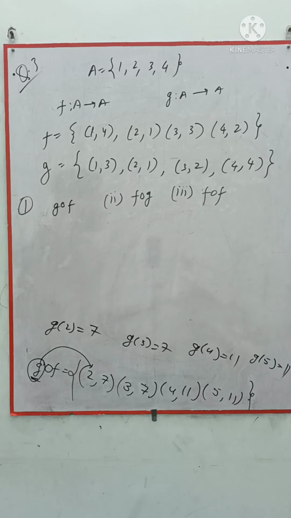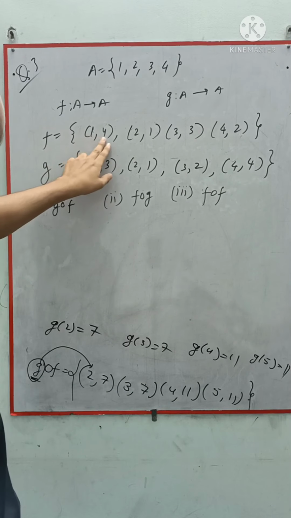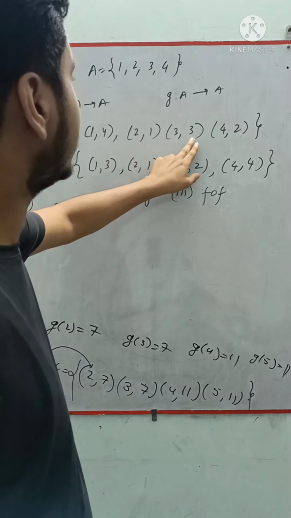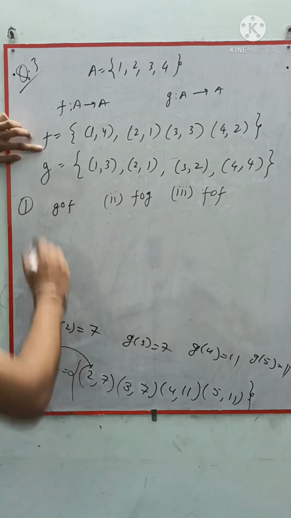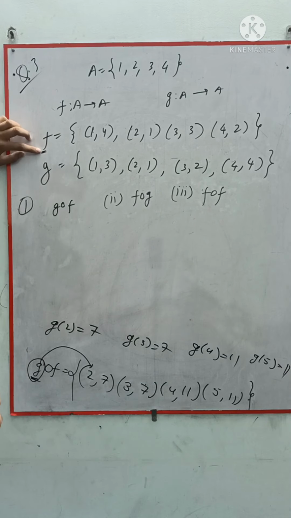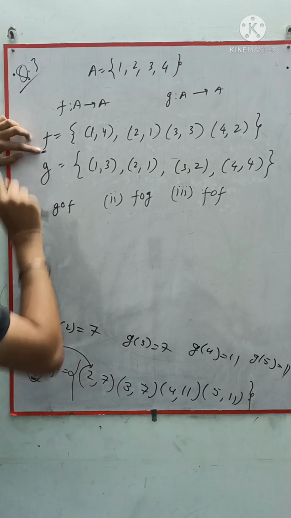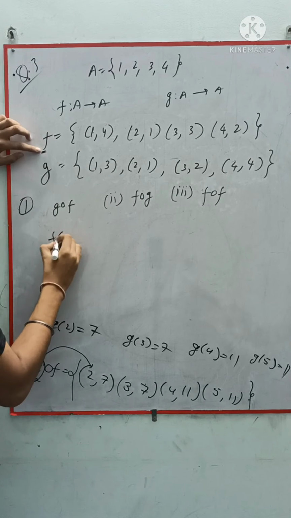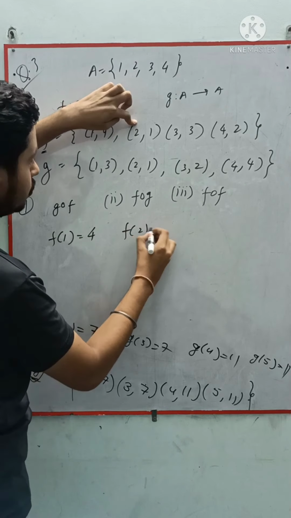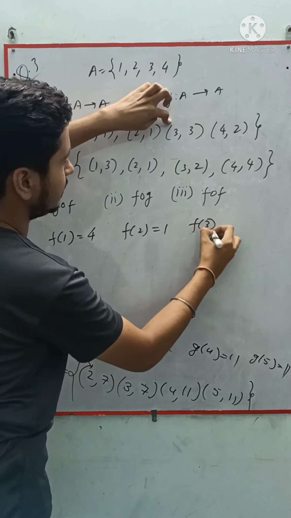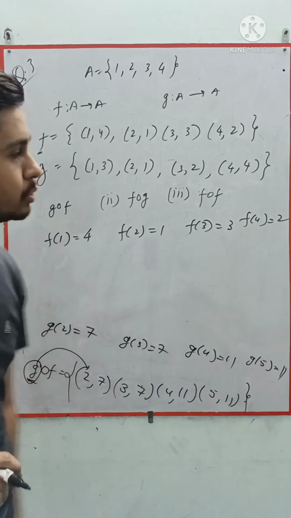Okay, so here see, F is equal to 1, 4, 2, 1, 3, 3, 4, 2. So the main function is F. So the same concept we have to use here also. Here we can say F of 1 is equal to 4. F of 2 is equal to 1. F3 is equal to 3 and F4 equal to 2.